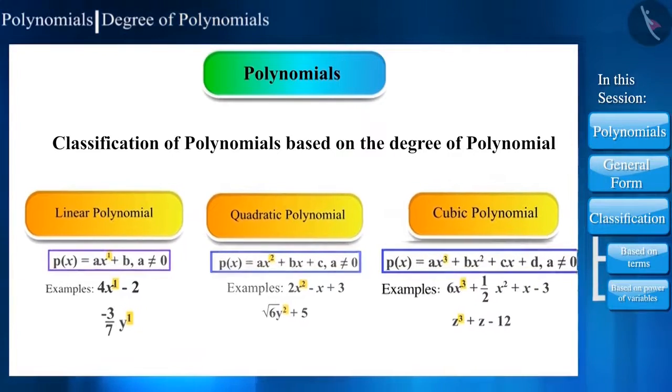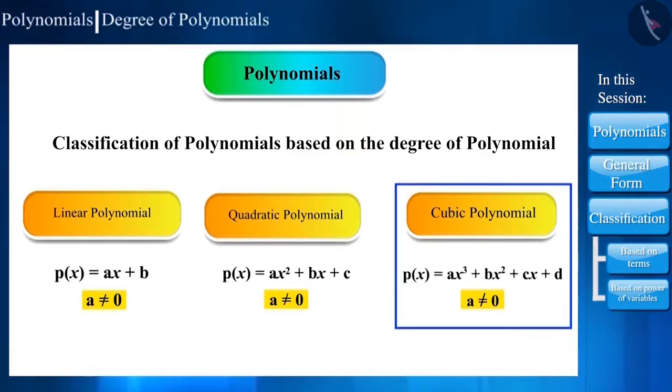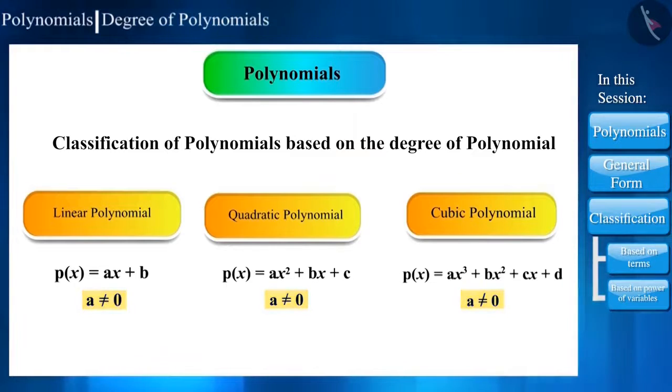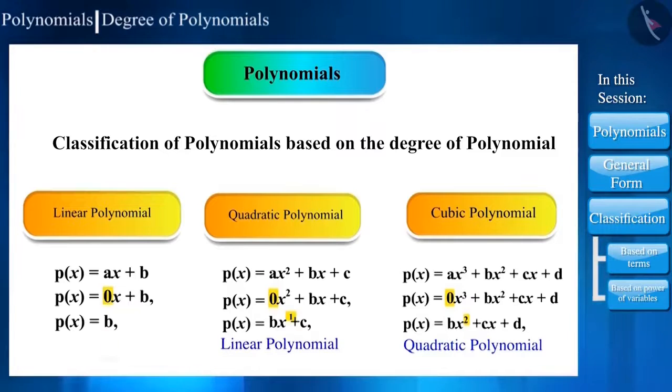Friends, if you observe the general form of these polynomials, it has been stated that a should not be 0. Do you know why? If a becomes 0, then the degree of polynomials reduces by 1. If, in the general form of cubic polynomial, we put 0 in the place of a, then its degree reduces by 1 and becomes quadratic polynomial. Similarly, quadratic will become linear and linear will become constant polynomial.